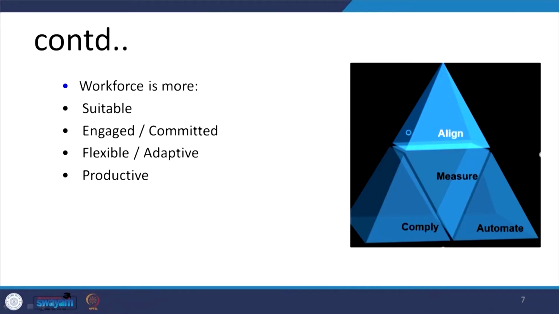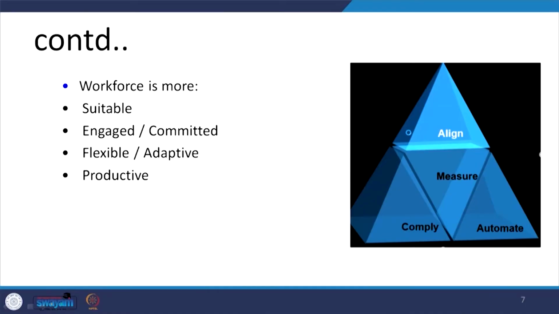Now, here you will find how the workforce is to be managed. In the workforce which is to be managed, some organizations use bench management practices. If bench management practices are there, that will not be very productive.